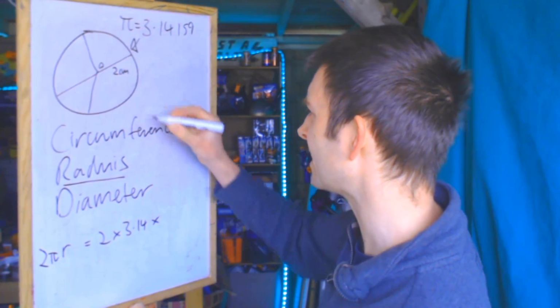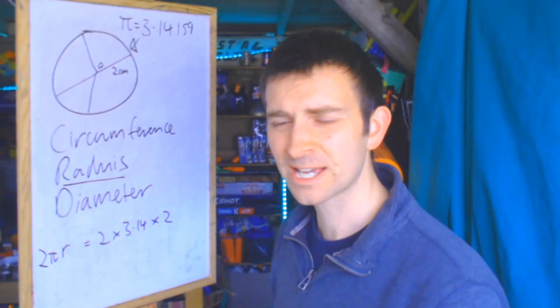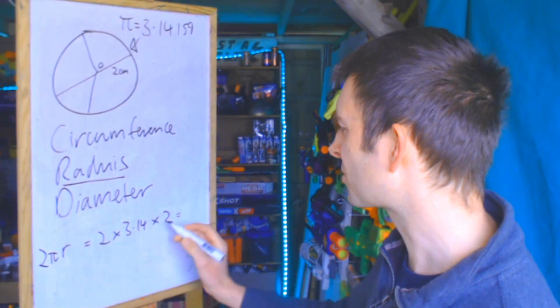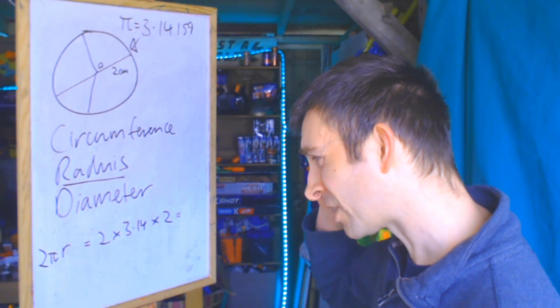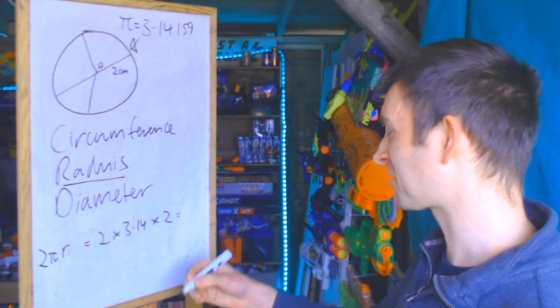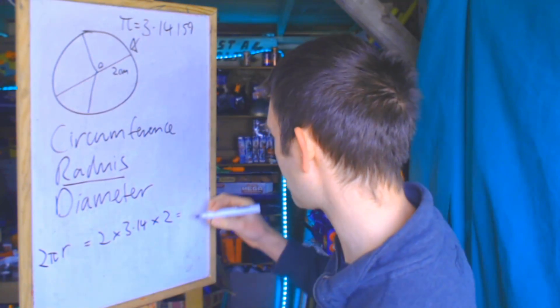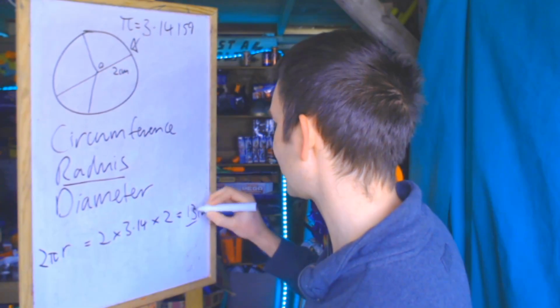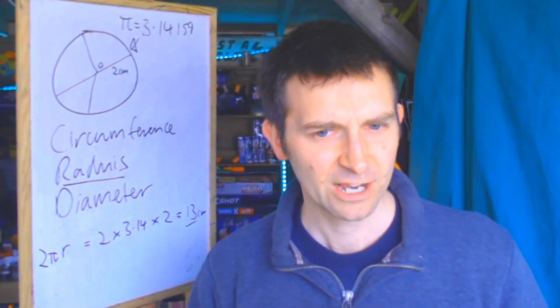Times the radius, which is 2. Now, I'm going to give a rough answer here because I can't work this out in my head. 2 times 2 is 4, and 4 times 3.14 is about 13-ish centimeters. So it gives you a rough idea.